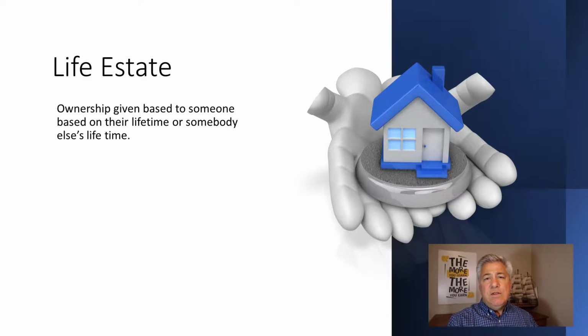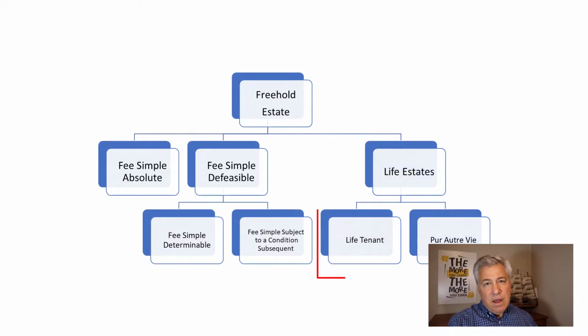So in his will, he writes instructions that says when he passes away, his new bride will have a life estate in the home. The new bride will own the home for the duration of her lifetime, but when she passes away, she will not be able to will her interest to her family, because that interest then would return to the original owner's family. Life estate, ownership based on somebody's lifetime. The owner is called the life tenant.